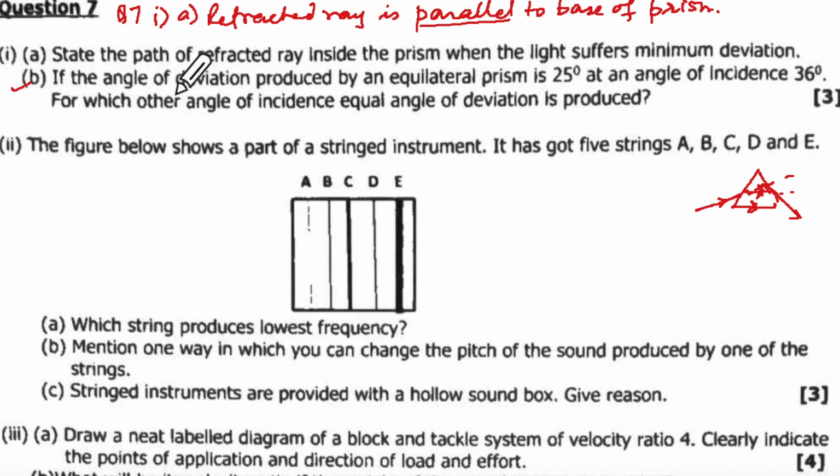Okay, B. The angle of deviation produced by an equilateral prism is 25 degrees at an angle of incidence 36 degrees. So for B, we will write delta is 25 degrees. Angle of incidence means angle I is equal to 36 degrees, for which other angle of incidence equal angle of deviation is produced.